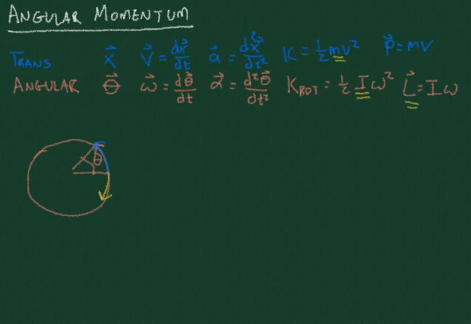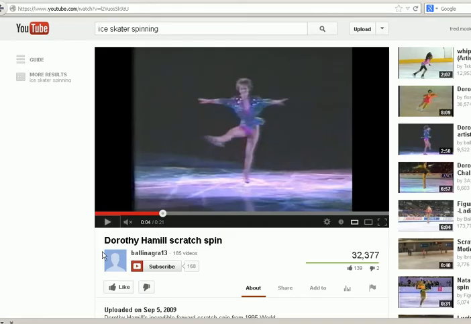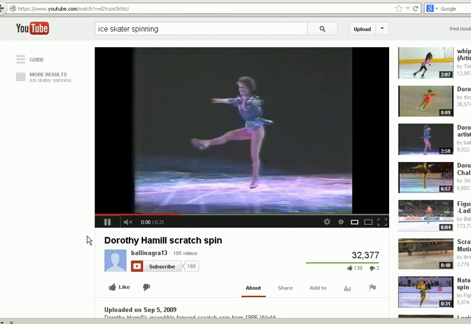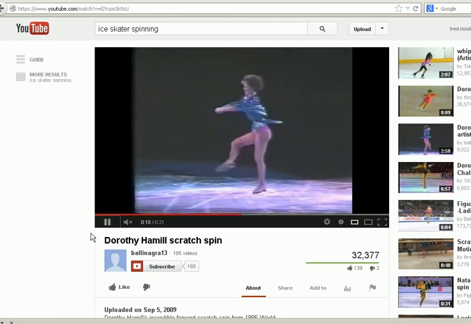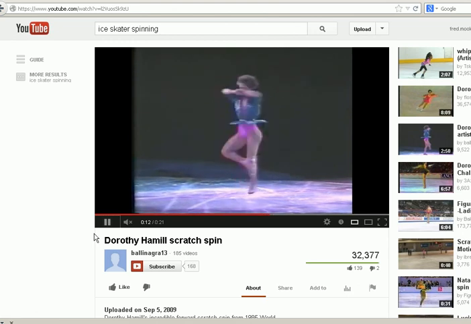So what would we expect? Let's pause it for a second and think about what you would expect if she brings her arms in. Okay, so now let's see if you were right. So here she is spinning. Now she brings her legs in, now she brings her arms in, and you can see that she's spinning much faster. And why is she spinning faster?